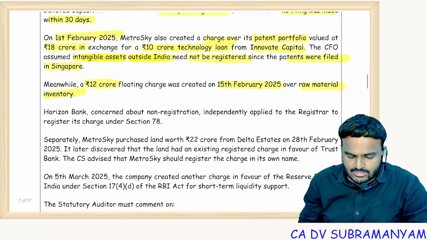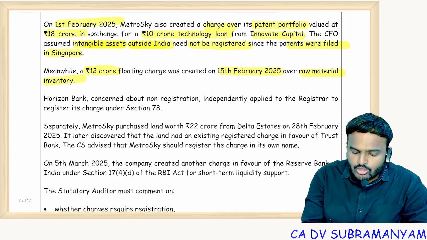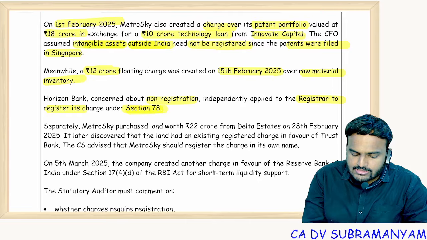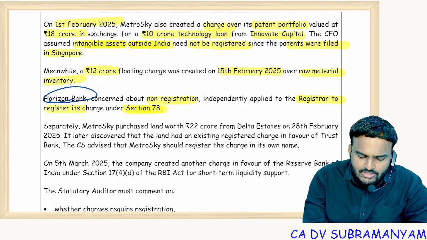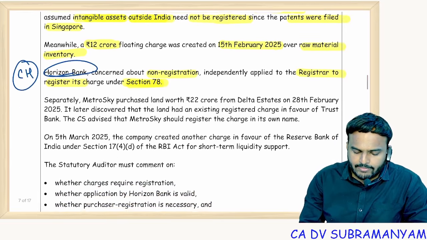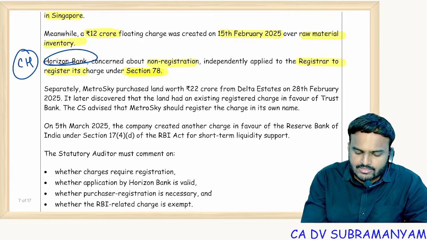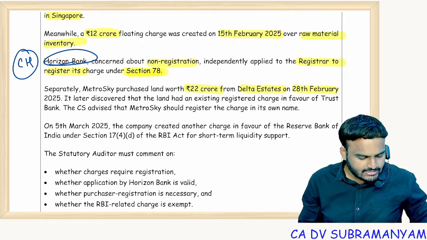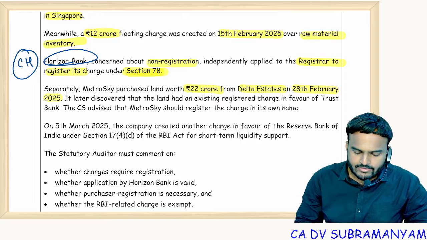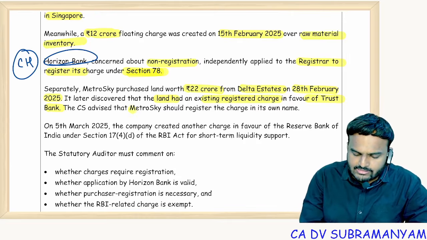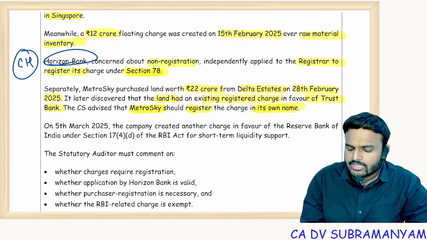Intangible assets, fixed charge. Horizon Bank, concerned about non-registration, independently applied to the registrar to register the charge under section 78. Who is Horizon Bank? Charge holder, creditor. Separately, Metrosky purchased land worth 22 crores from Delta Estates on 28th February 2025. It later discovered that the land had an existing registered charge in favor of Trust Bank. The CS advised Metrosky should register the charge in its own name.